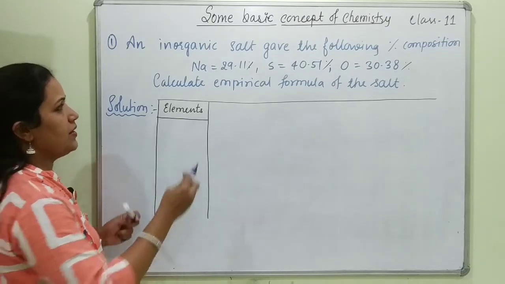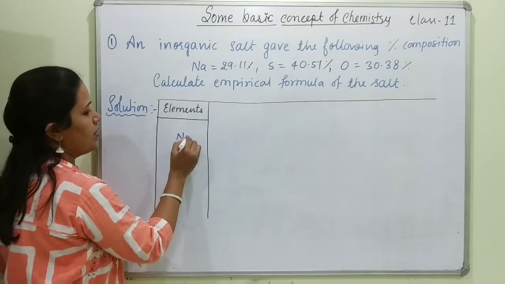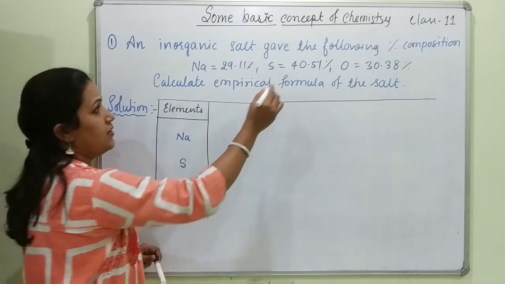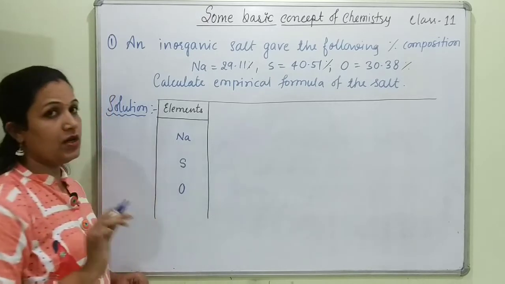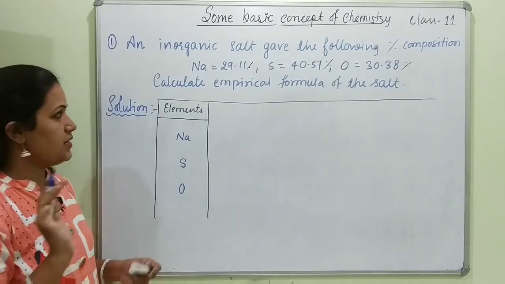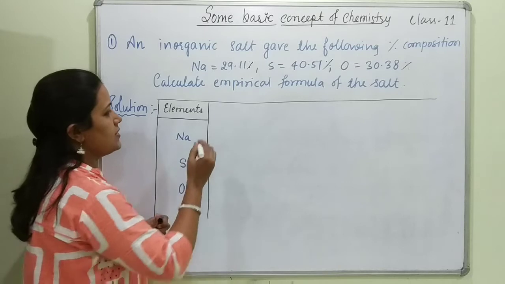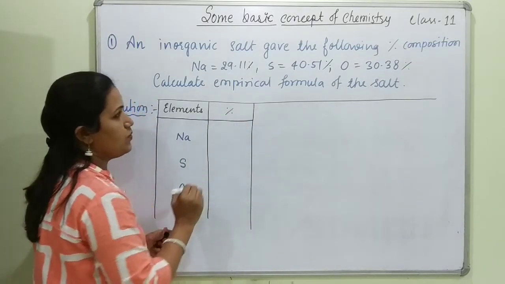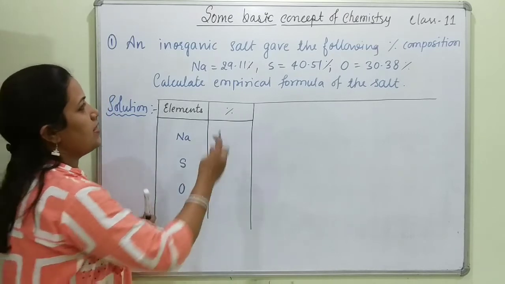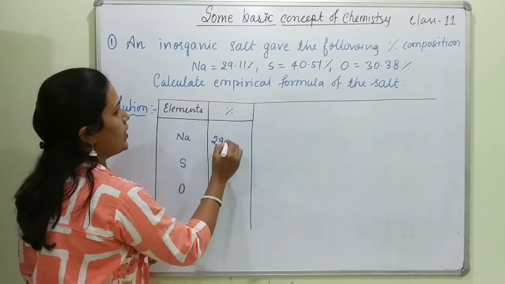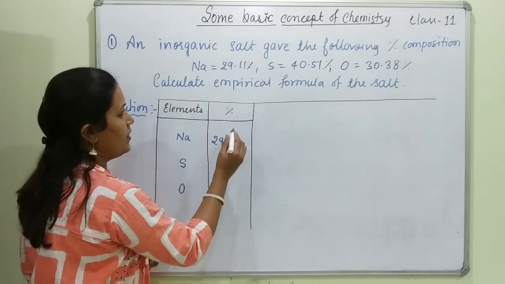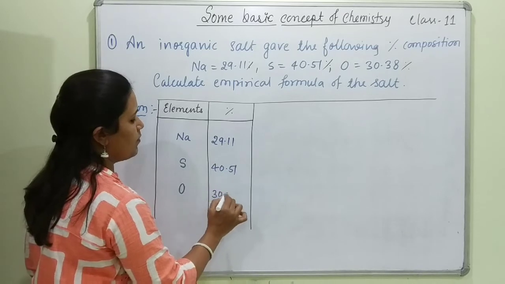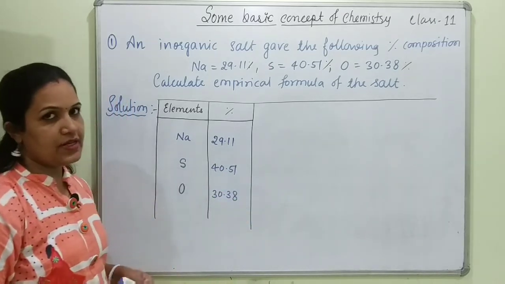So what elements are there? The first one is sodium, so I will put sodium here. The second one is S, so I will write S. And the third one is O, so I will write O. Understood the first step? Now the second step. In the second step we will write the percentage which has been given: 29.11, the second one is 40.51, and the third one is 30.38. The percentage is also written.